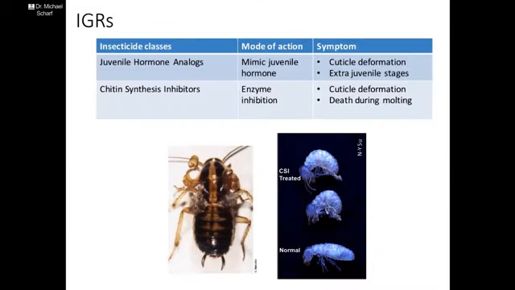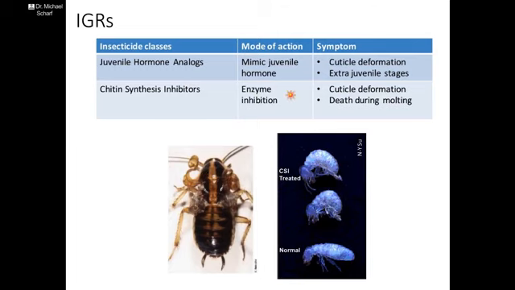And so we have our IGRs, which are insect growth regulators. We have two classes, the juvenile hormone analogs and the chitin synthesis inhibitors. What the juvenile hormone analogs do is they artificially raise the juvenile hormone level even when it's not supposed to be present. And so that leads to cuticle deformation and extra juvenile stages. So here's an adult cockroach that looks like a nymph, and it's got wings that are all malformed and curled up. This is a classic symptom of insect growth regulator juvenoid exposure.